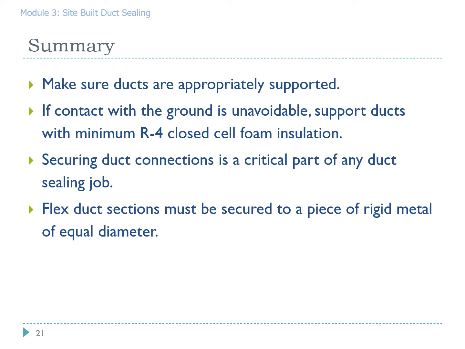Securing duct connections is a critical part of any duct sealing job. Again, 3 screws evenly spaced. And flex duct sections, if you are connecting 2 sections of flex duct together, you must use a rigid piece of pipe of equal diameter and connect it using tension ties on both the inside and the outside liner.